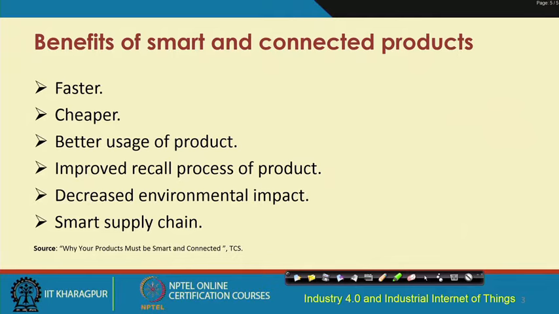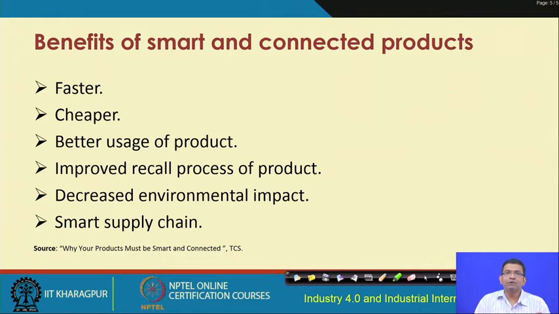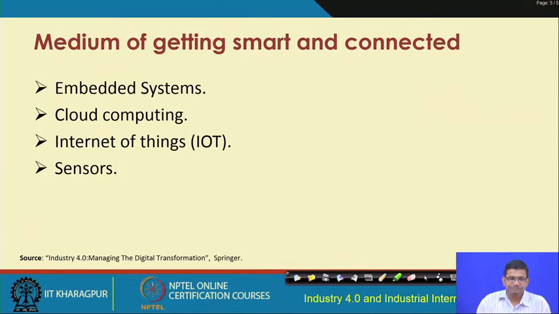Improved recall process of the product. Sometimes it happens that a certain product will have to be recalled by the industry. That recall process is very complex, and it is also very hard to track. So, this recall process can be improved with the incorporation of smartness and connectivity. Decreased environmental impact is the other one, and finally improved supply chain, smart supply chain. These are the different benefits of having smart and connected products.